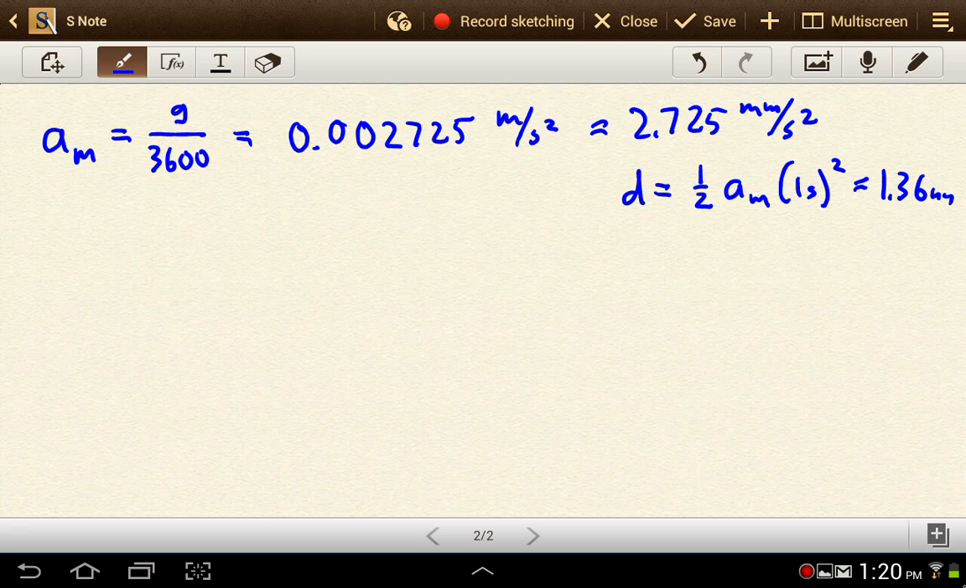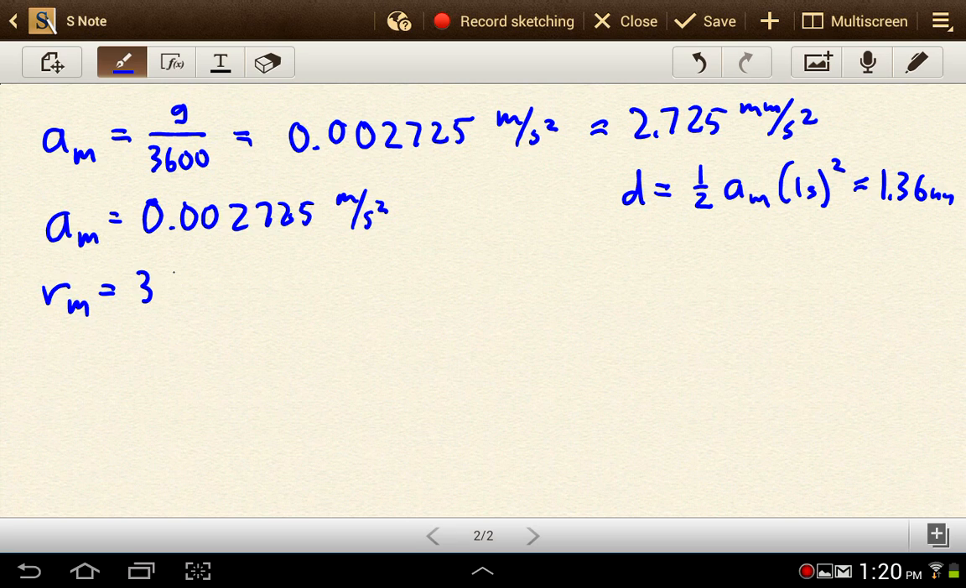So now we know the acceleration of the moon in its orbit is 0.002725 meters per second squared, and the period, no, wait, we don't know the period. We do know the period, but I want to show you how we can get it. The distance of the moon from the Earth, which is the radius of the moon's orbit, is 384.4 times 10 to the 6th meters. How do we find the period of the moon's orbit? Well, we know that the acceleration for an object in uniform circular motion is equal to omega squared r.